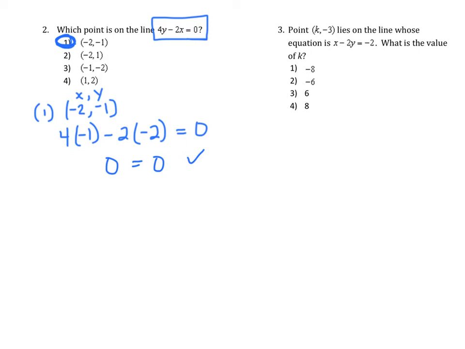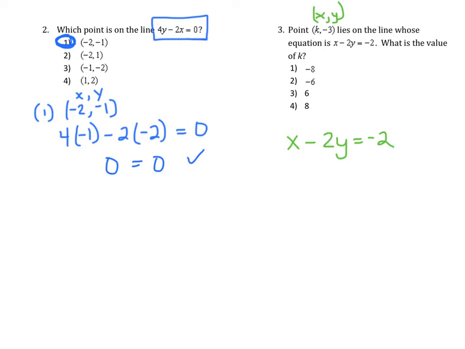All right, number 3. Number 3 is a question where it gives you a point, but notice in place of x, you have a variable k. So in place of the x, we have a k, and the y is negative 3. And it's saying that point lies on the line whose equation is x minus 2y equals negative 2. So I have x minus 2y equals negative 2. And they want to know the value of k.